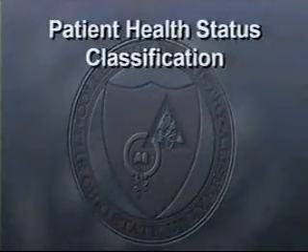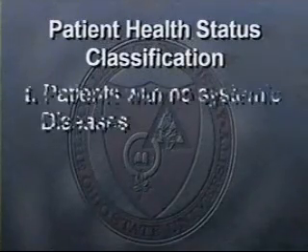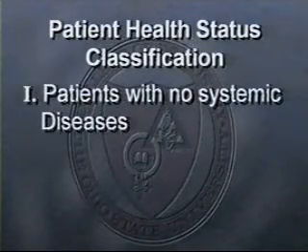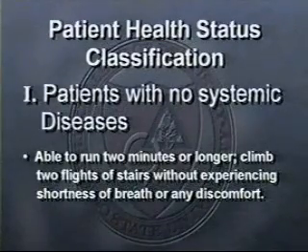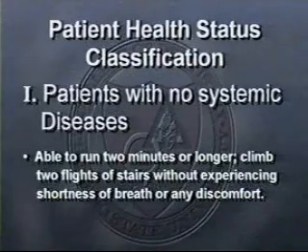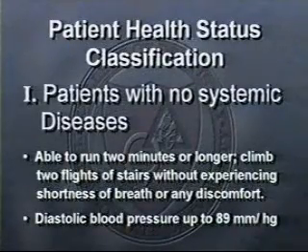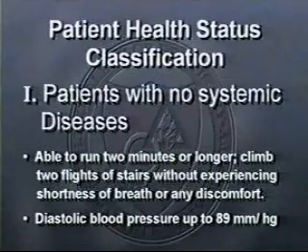Patient health status classification. ASA 1, patients with no systemic disease should be able to run 2 minutes or longer and climb 2 flights of stairs without experiencing shortness of breath or any discomfort. In addition, diastolic blood pressure should be less than 90.